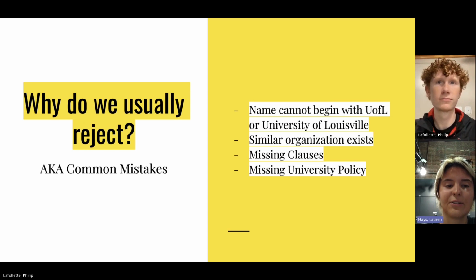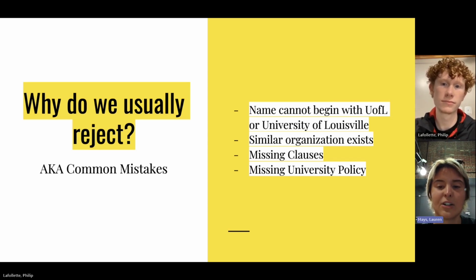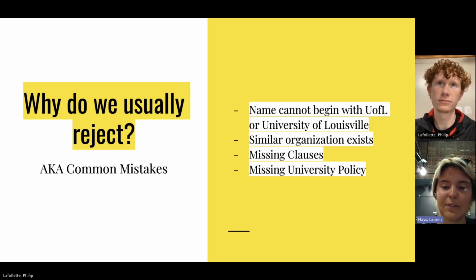So why do we usually reject? Usually it's common mistakes like the RSO name beginning with U of L, or a similar organization already exists on campus, missing clauses, and missing university policy.